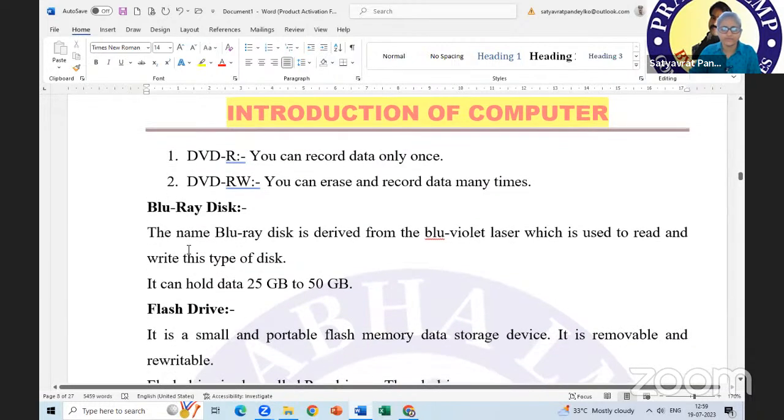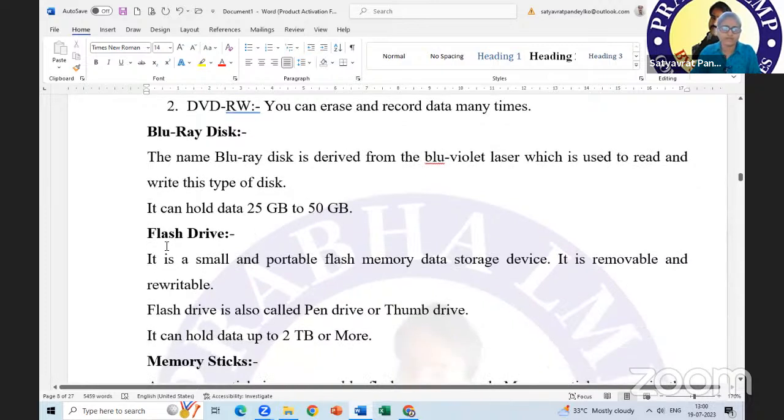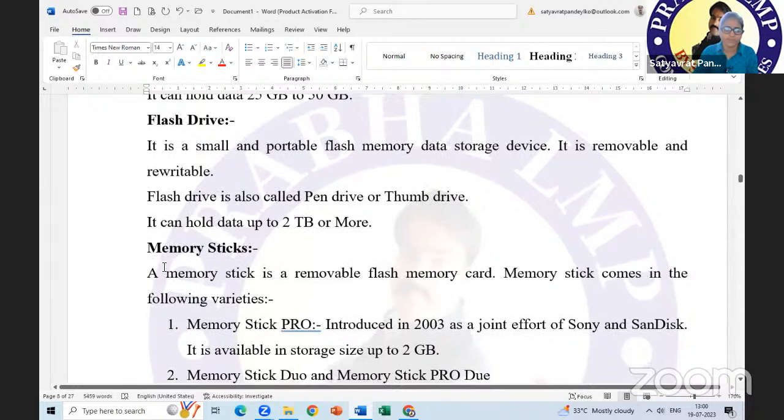Second is Blu-ray disc. The name Blu-ray disc is derived from the blue-violet laser, which is used to read and write this type of disc. It can hold data 25 gigabytes to 50 gigabytes. Third is flash drive. It is a small and portable flash memory storage device. It is removable and rewritable. Flash drive is also called pen drive or thumb drive. It can hold data up to 2 terabytes or more.